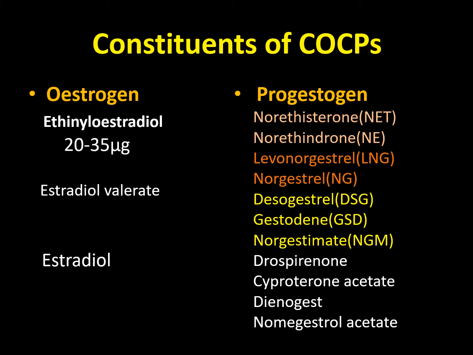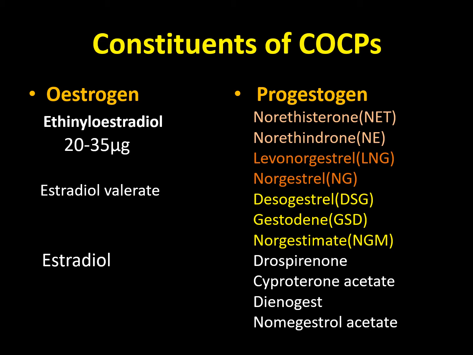estradiol valerate in Clara tablets, and estradiol in another type of pills. The main estrogen which is available in pills is ethinyl estradiol. In the past, the dose was 50 micrograms, that was reduced to 35 micrograms, and in the newer generation we have 20 micrograms of ethinyl estradiol.